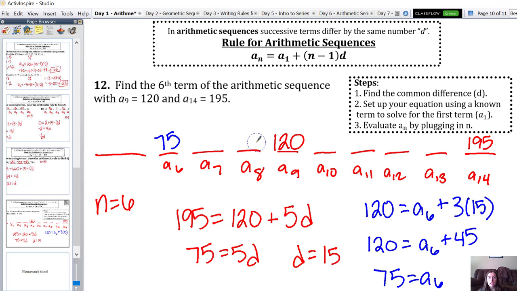If you don't want to use the formula, your other option would be to subtract 15 over and over again from the 120 until you get down to a sub 6. So 120 minus 15 is 105. 105 minus 15 is 90. And 90 minus 15 is 75. So if you like to use the formula, there's one way to do it. If not, you can just keep subtracting because those numbers are so close. If we were looking for a sub 1, you'd have to do that a whole lot. So then I would suggest using the formula.